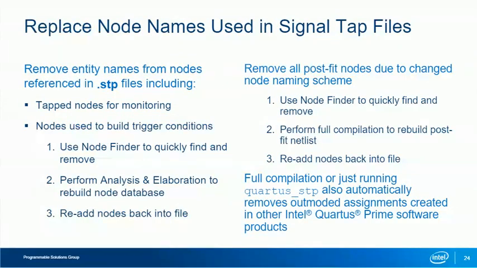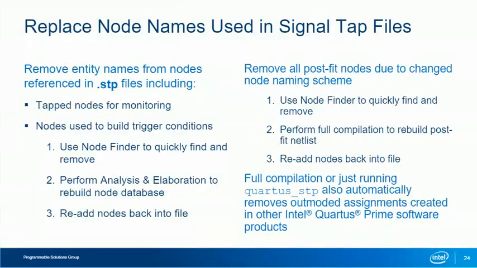When migrating to the Pro Edition, Signal Tap files may also require changes to work correctly. Recall that entity names are not used when creating assignments for logic in the Pro Edition. In a Signal Tap file, used to create one or more instances of the Signal Tap Embedded Logic Analyzer, design nodes are tapped for building trigger conditions and for capturing signal levels when the trigger conditions occur. Entity names must be removed from these tapped nodes.